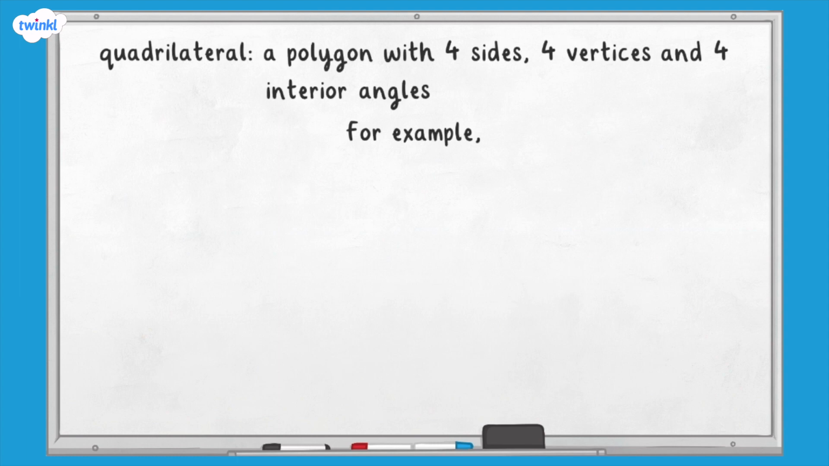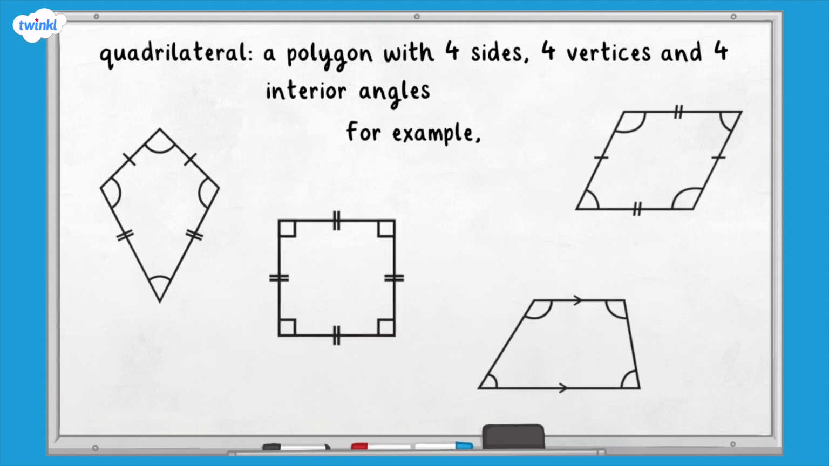A quadrilateral is a polygon with 4 sides, 4 vertices and 4 interior angles. So these are all examples of quadrilaterals. An interior angle is an angle inside a shape as shown on these quadrilaterals.